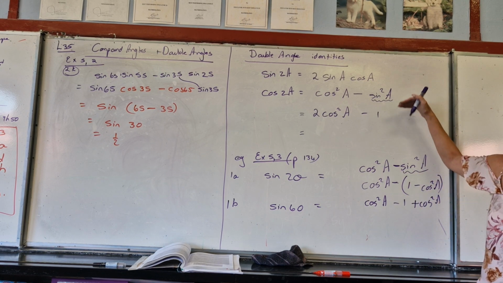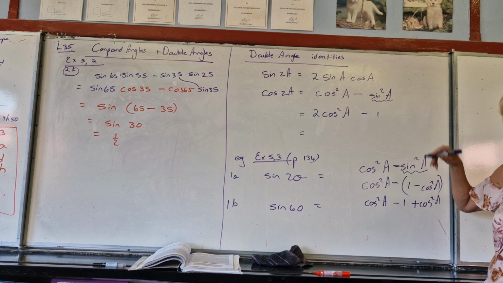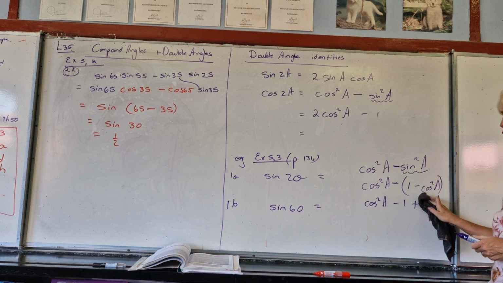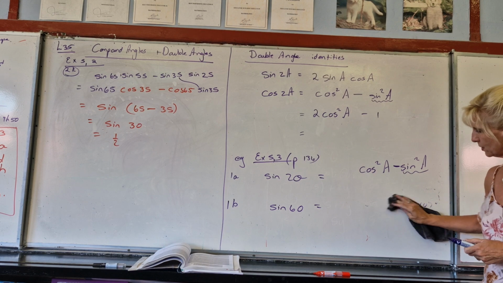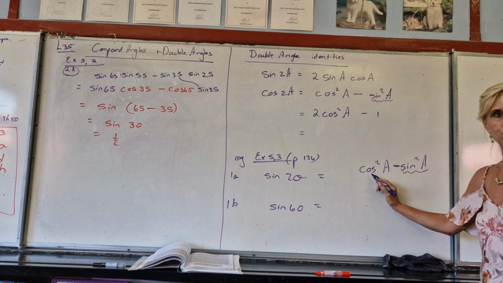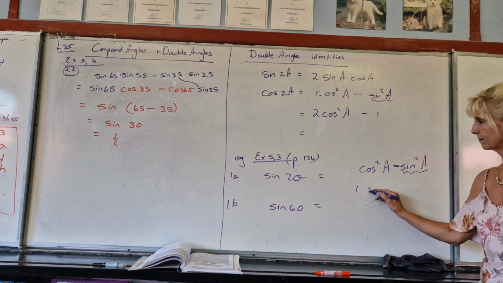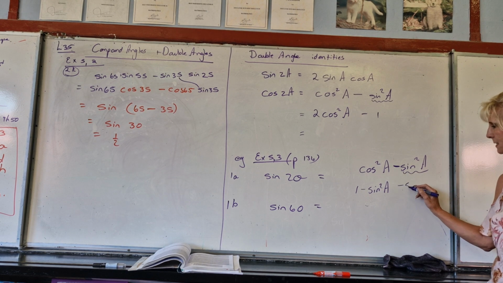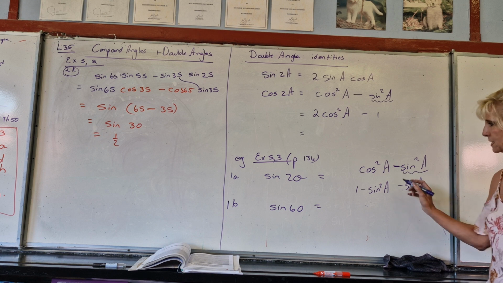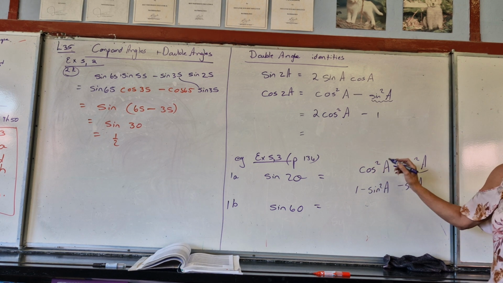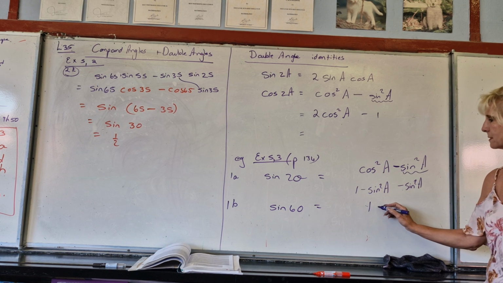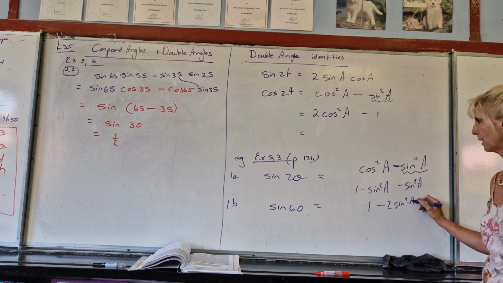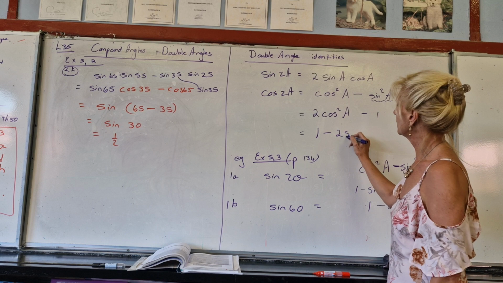Once you've got the one, you can get the others. So the other one that they could have done, instead of changing sin square into 1 minus cos square, let's change cos square into 1 minus sin square. But there was already a minus sin square there as well. So we use the square identity again from grade 11, and this becomes 1 minus 2 sin square.